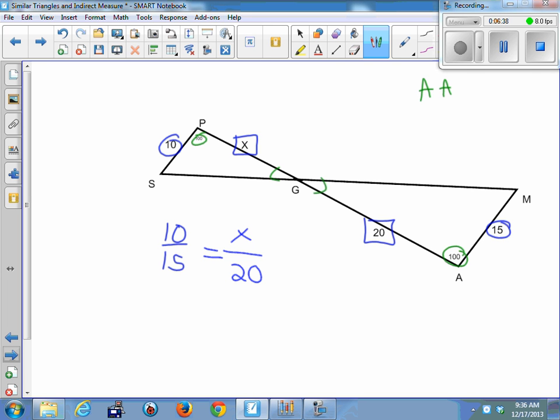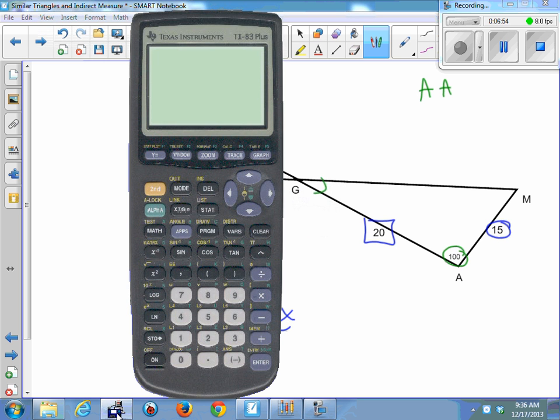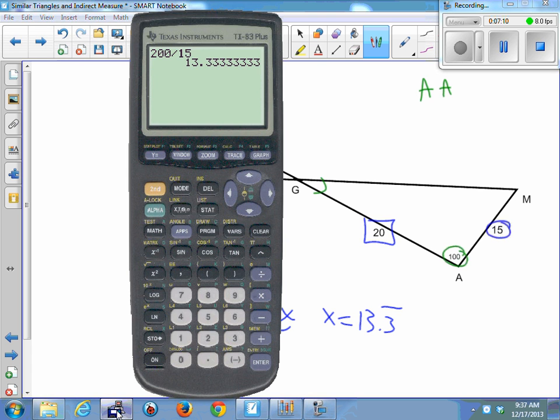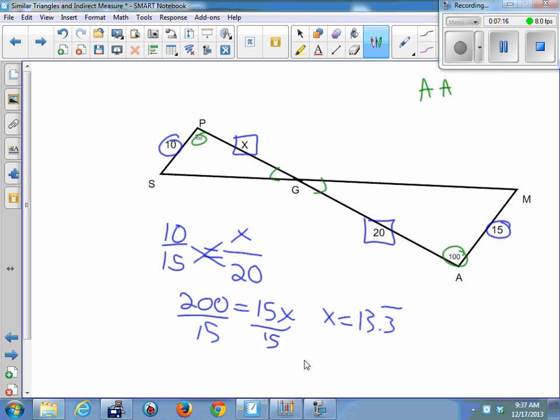So we can set up this proportion and start solving for X. We're going to do this as 200 equals 15X. Divide by 15. If you don't know that, get your calculator out. 200 divided by 15 gives us 13 and a third. If you don't know that, you can say X is 13.3 repeating, or you can hit your math button and go to fraction, which gives you 40 over 3.